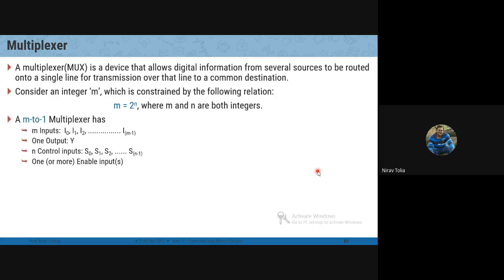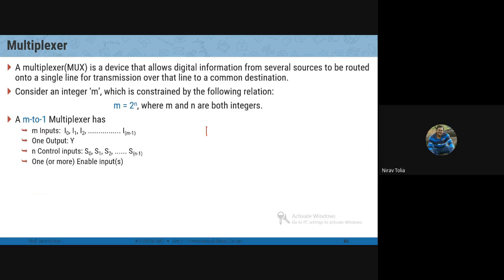So here we have the equation where m is equal to 2 raised to n. Here m and n both are integers. We do not have to focus on the fractional part. Now, what are m and n in a multiplexer? Generally, as I already said, the multiplexer is an m to 1 multiplexer because it will take m numbers of inputs and only one output.